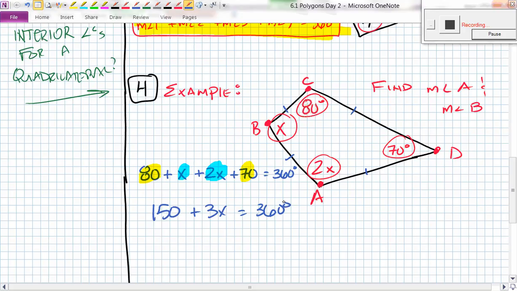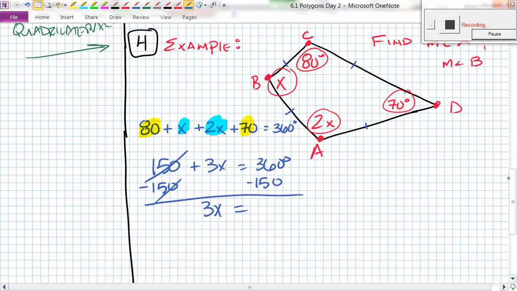All right, what's the next step in our algebra? Let's subtract 150 from both sides. Perfect. Draw our line here. These cancel out. So 3x has to be, how much is 360 take away 150? 210, we agree? 210 degrees. Let's divide by 3. You guys know what's up. So that must mean x is 70 degrees.